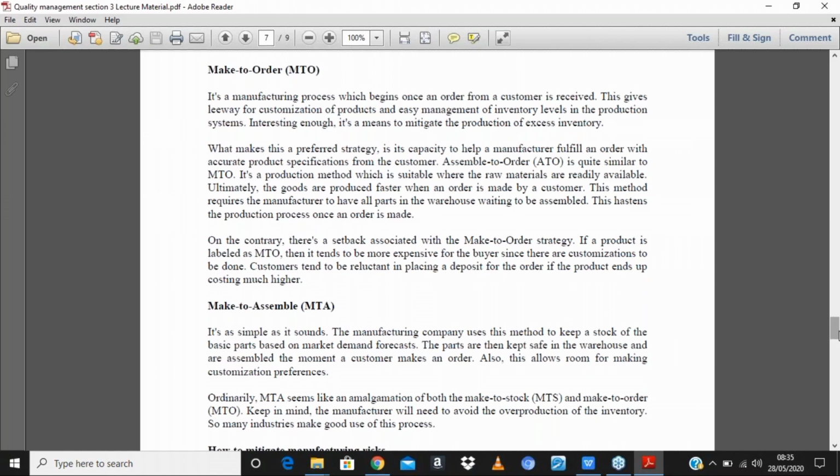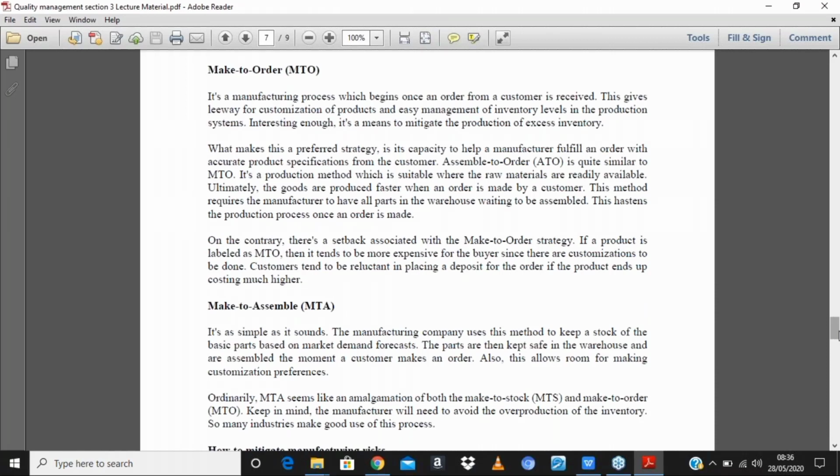So let's look at make to order. It's a manufacturing process which begins once an order from a customer is received. This gives leeway for customization of product and easy management of inventory. Interestingly enough, it helps to mitigate the production of excess inventory. So this is where you don't just produce, you produce based on demand. What makes this a preferred strategy is its capacity to help manufacturers fulfill an order.